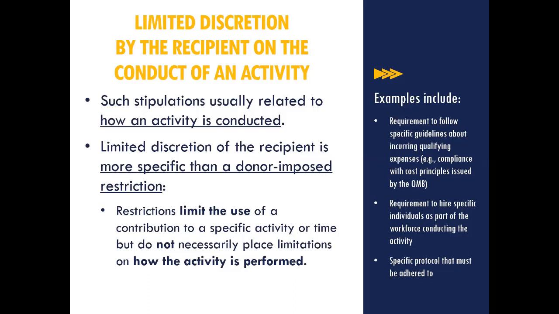So some examples off to the right: the first bullet point we have here is a requirement to follow specific guidelines about incurring qualifying expenses. If you have federal awards, where you need to incur costs in accordance with the cost principles under uniform guidance, that would be an example of your limited discretion on the conduct.